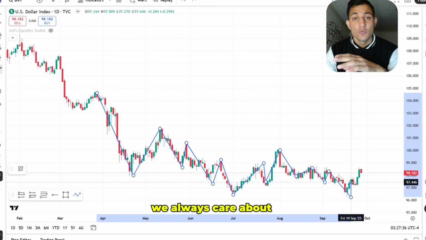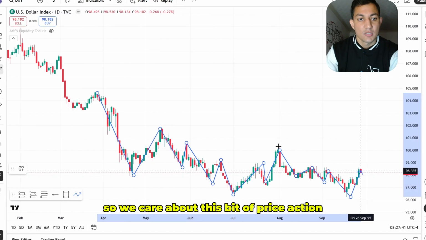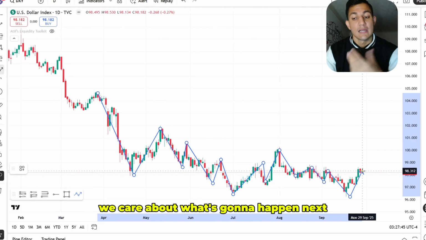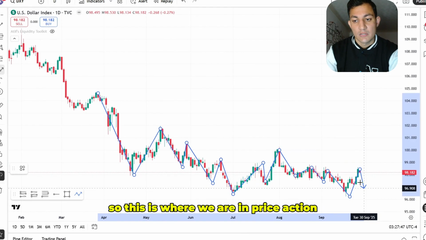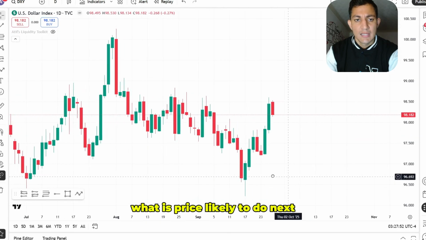And of course, we always care about the most recent bit of price action. So we care about this bit of price action, not this fair value gap all the way over here. We care about what's going to happen next. So this is where we are in price action. Let's just clean this off. What is price likely to do next?